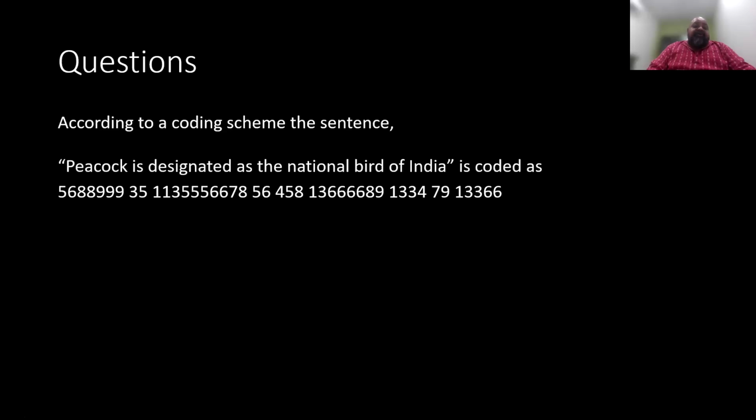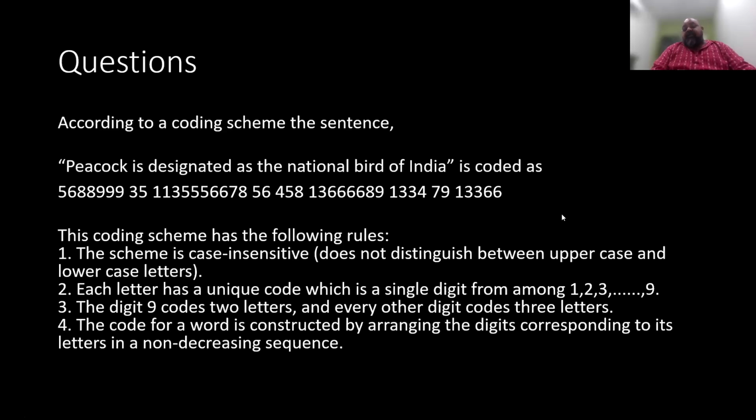So these are two more question types that you can expect in exams. Now moving on to a question that was asked by CAT, in the year 2018 or 2019 if I'm not wrong. The question said, according to a coding scheme, the sentence "Peacock is designated as a national bird of India" is coded as 56889995, and "is" is coded as 113555668, and so on.